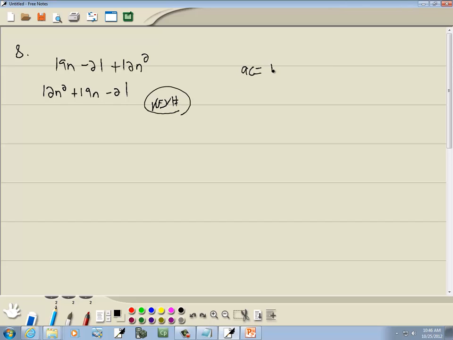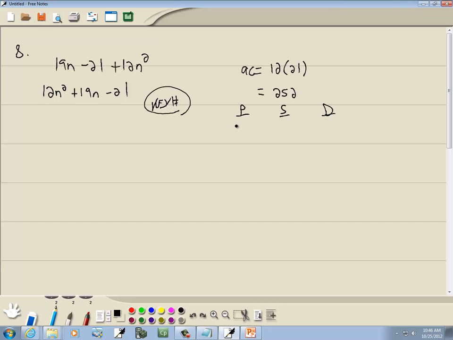Take the number at the beginning times the number at the end. So 12 times 21. And I'm going to do some cheating here. I'm going to use my calculator. I don't want to work that hard. And that gives us 252.